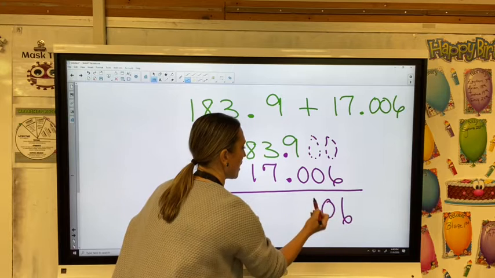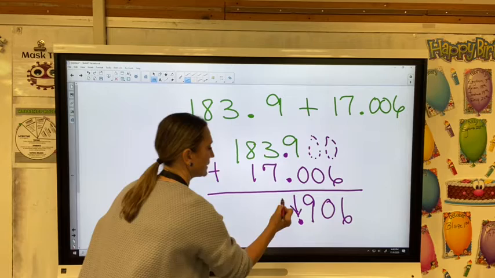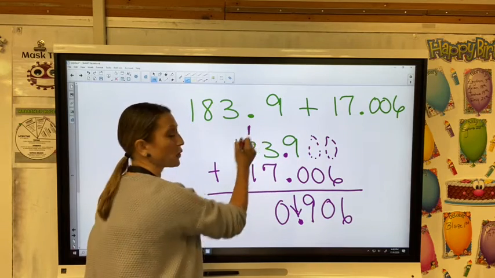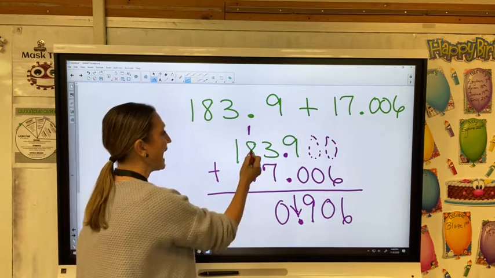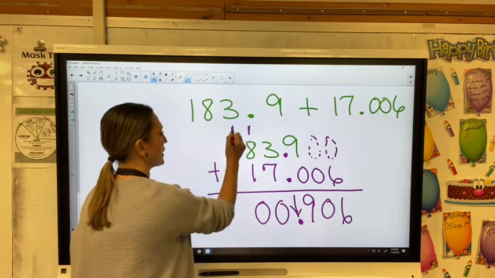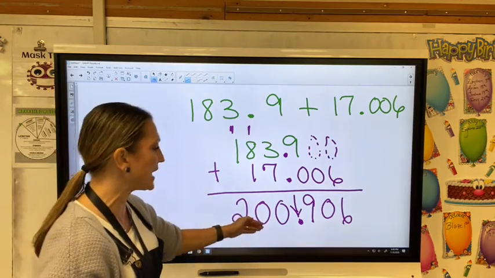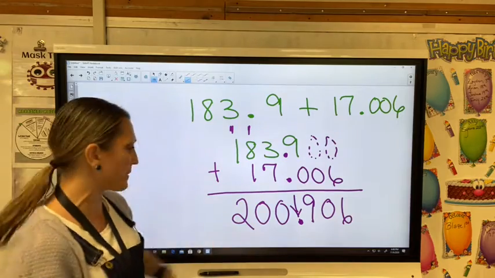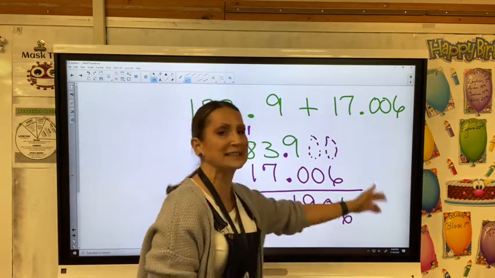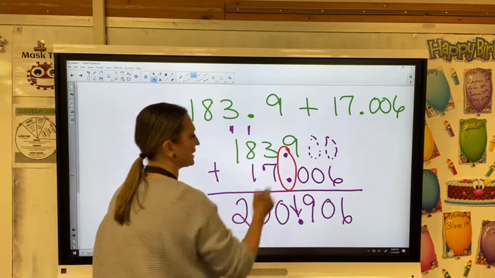6, 0, 9. Decimal comes down. That's 10. I'm going to regroup because I do have to still regroup, ladies and gentlemen. 8, 9, 10. Regroup again. And it's 2. 200 and 906 thousandths. That is how I would say that number. 200 and 906 thousandths. And it's all based on the fact that I lined up the decimals.